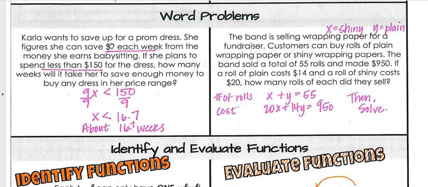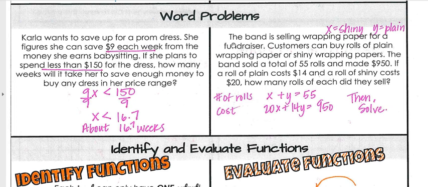So she's trying to save $9 each week, and she wants to spend less than $150. So less than, that's where I'm getting this sign from, less than $150, and then $9, and I'm letting x represent the weeks. You could let w represent weeks if you wanted, and then we just solve. So I'm going to divide both sides by 9 because I need to undo the multiplication that we have here. So x would be less than 16.7. Okay, so it's going to take her about 16.7 weeks to save for that dress.